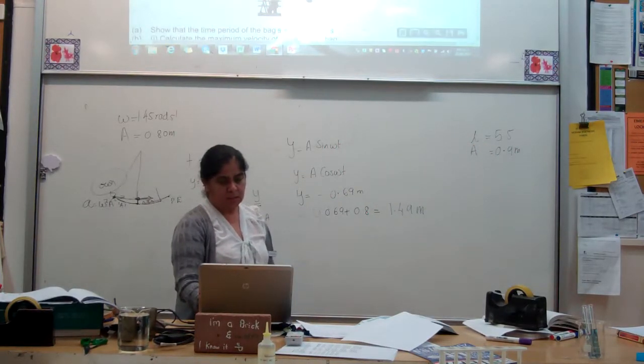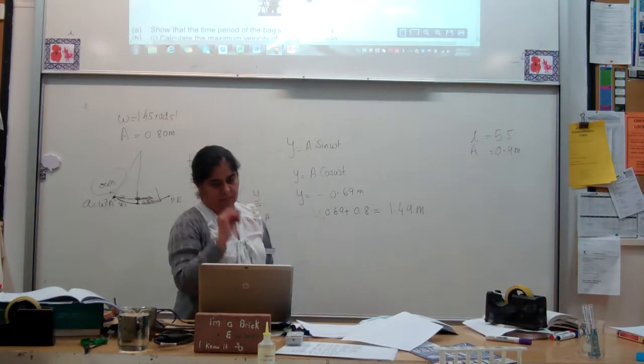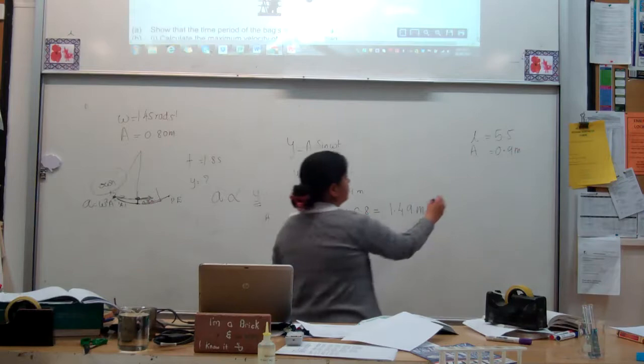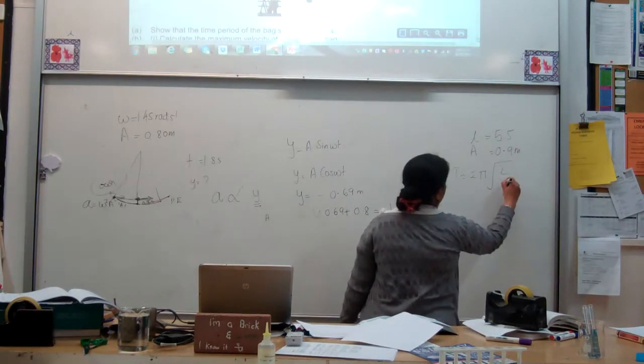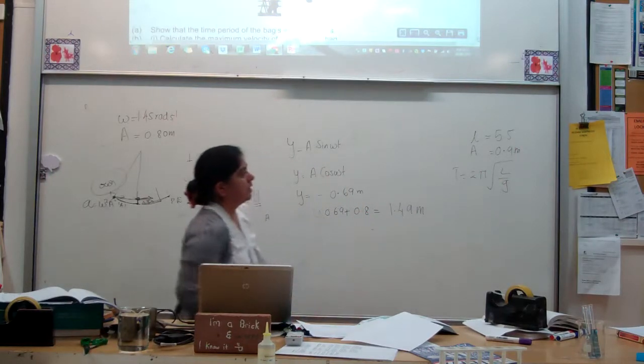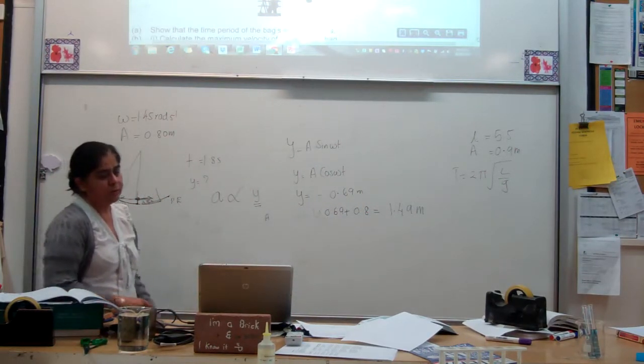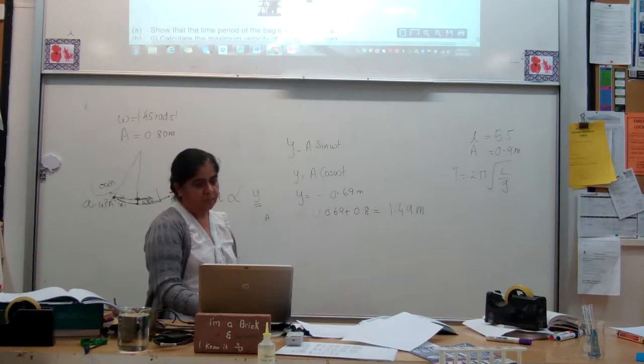Okay, next, show that the time period of the backswing is 4.7. Easy. Just substitute everything in here. We won't spend time on this. T equals 2 pi root L over g, and then get the value as 4.7. That was a difficult one.